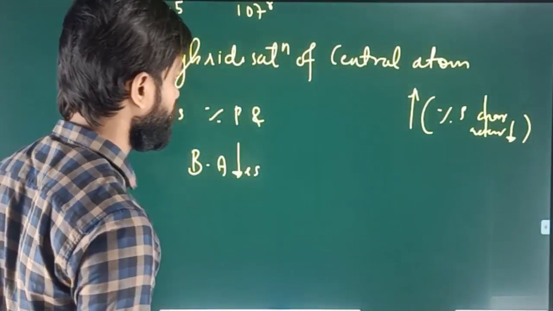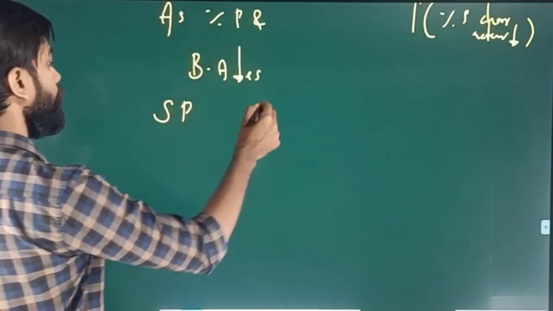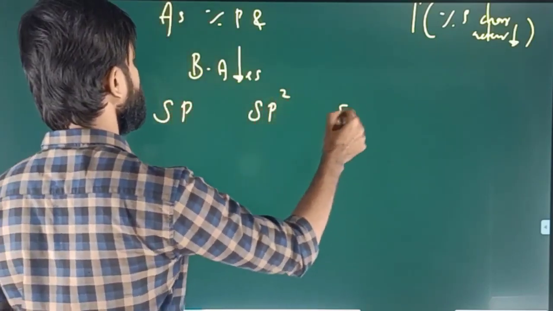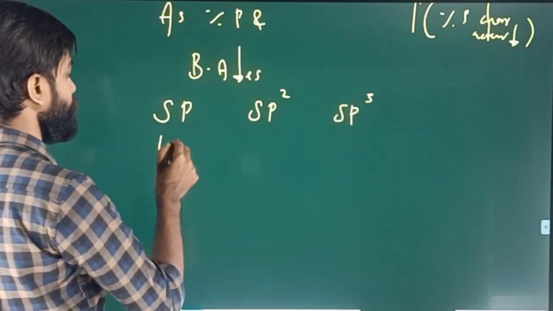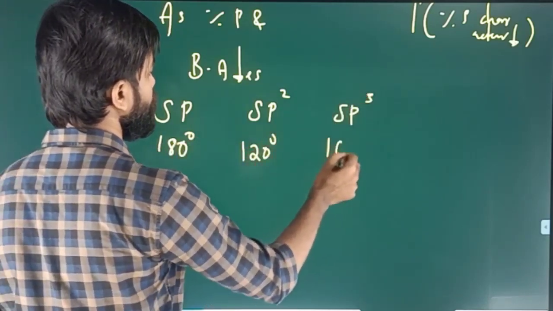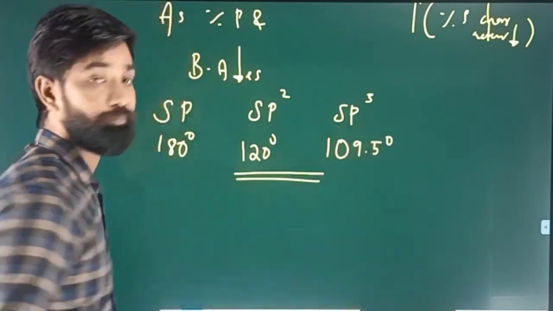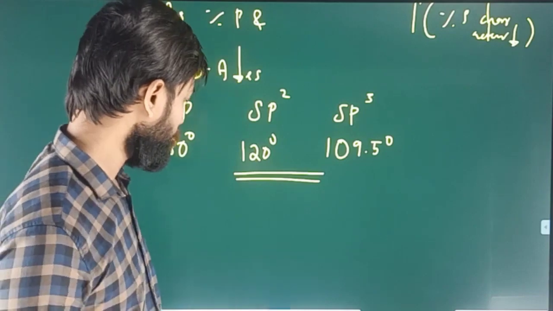Okay, ready? Wait, sp, sp2, sp3. For sp the bond angle is 180 degrees, sp2 120 degrees, sp3 109.5 degrees. Okay, ready? Fine. So these all are the ideas about the bond angle.